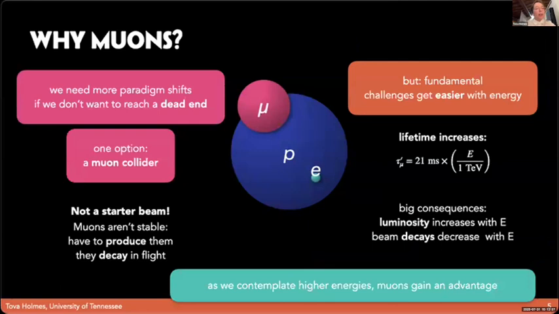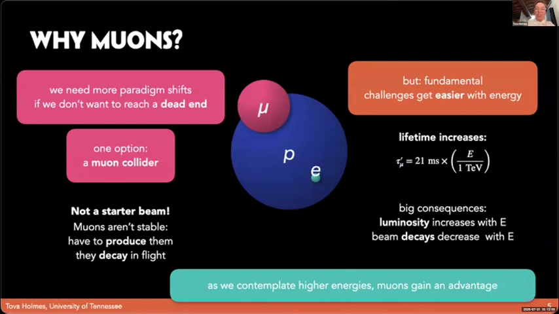I would say we need more paradigm shifts in our field, and we might not need them right now, but we might need them right now, and we definitely need them eventually. And so one option for looking towards the future for potentially our next machine, or the one after that, is a muon collider. And this obviously is not a starter beam.